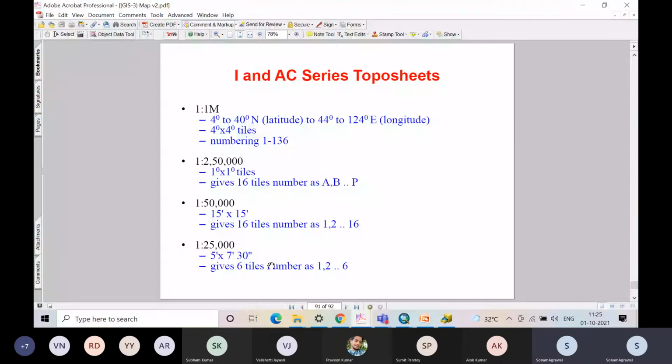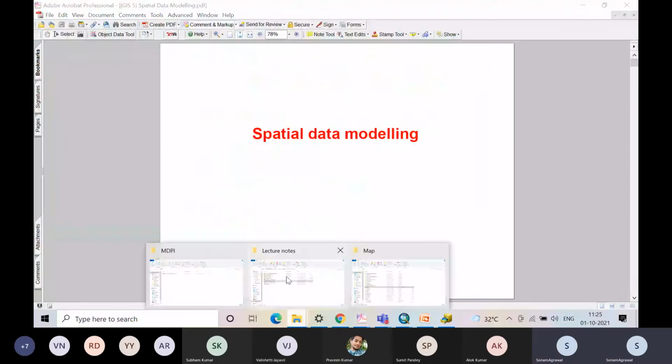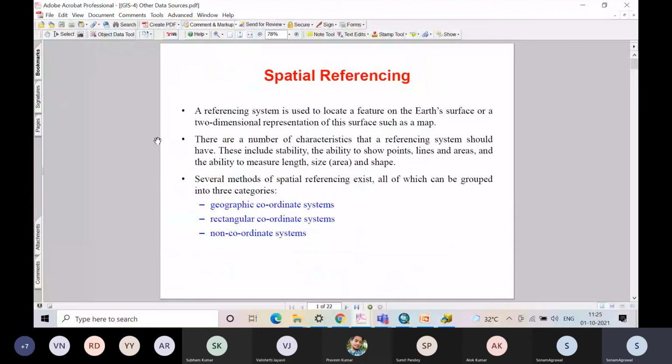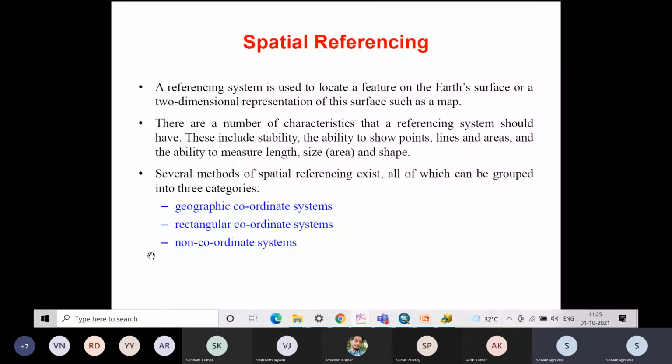So in today's term, we are starting with spatial referencing. Whenever we discuss spatial data, there are two important factors, spatial referencing and topology. These two things are usually mentioned when we talk about spatial data.